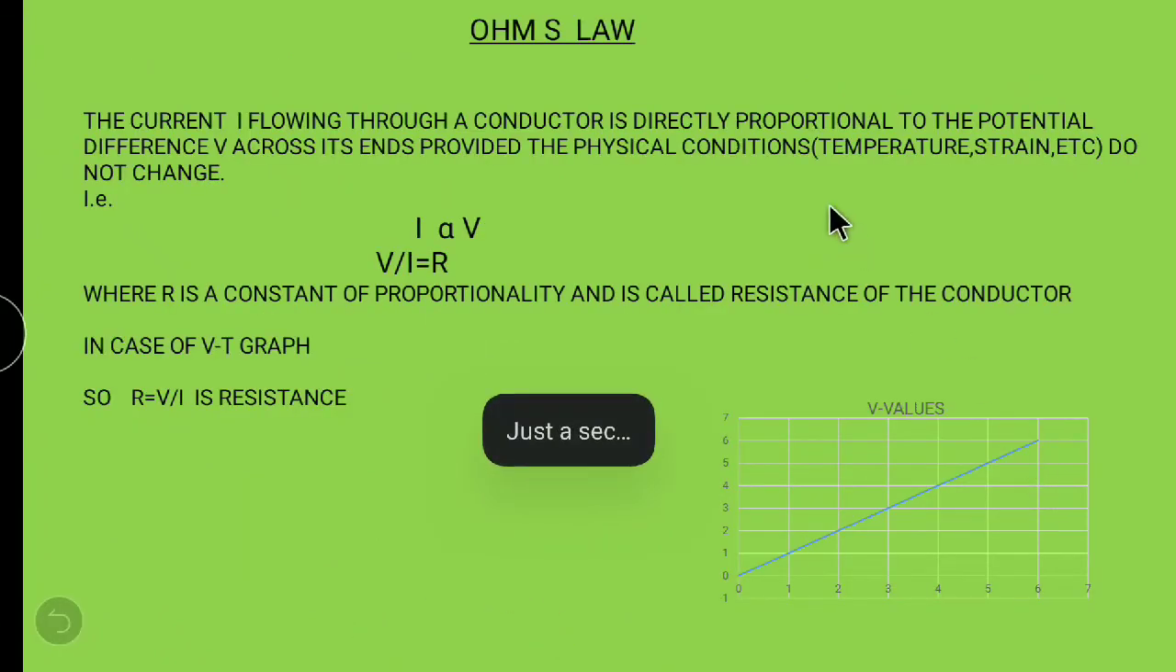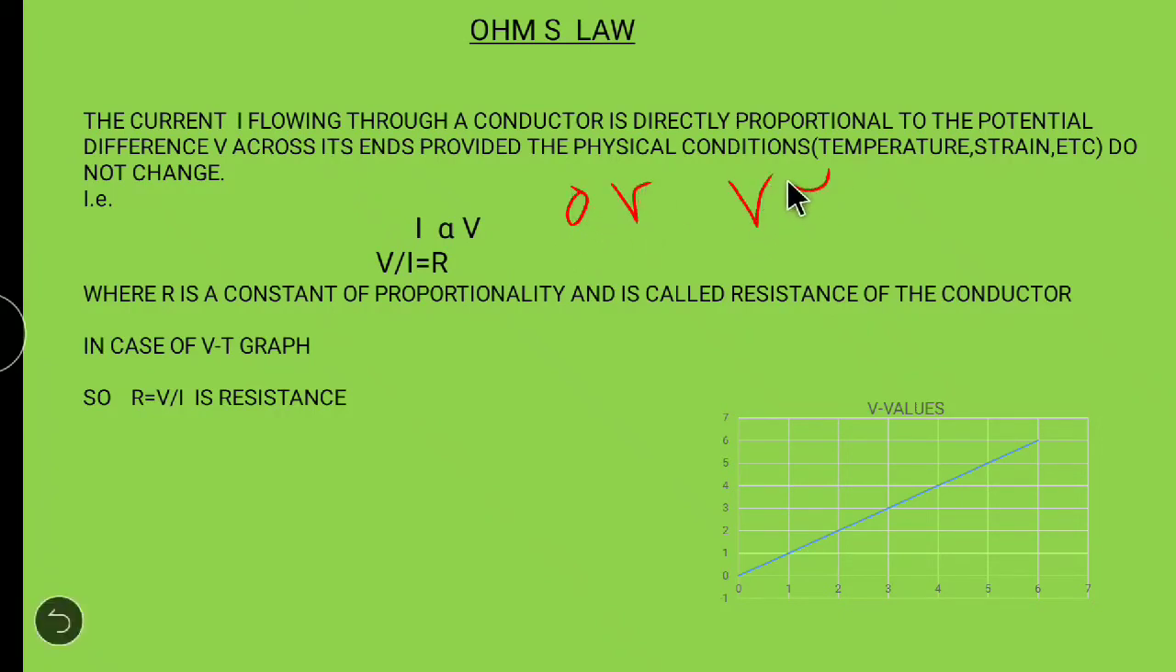Now students, let us discuss Ohm's law. So here the current I is flowing through a conductor. The current I flowing through a conductor is directly proportional to the potential difference V across its ends, provided the physical conditions, temperature and strain, do not change. I is directly proportional to V, or V is directly proportional to I.